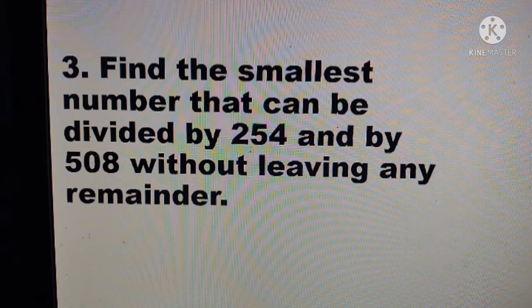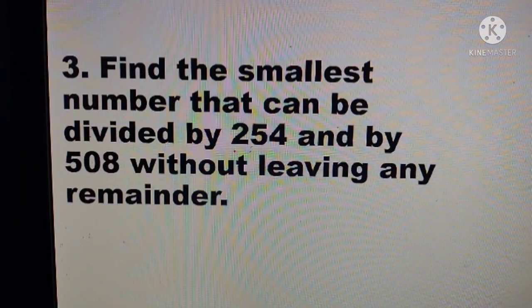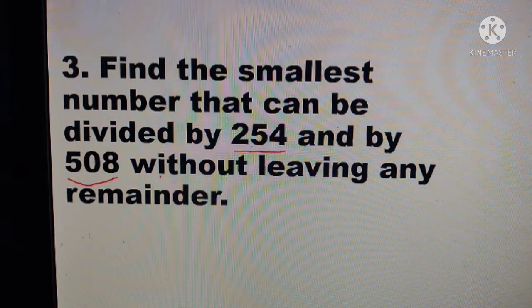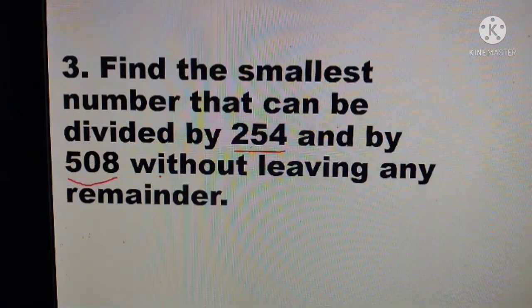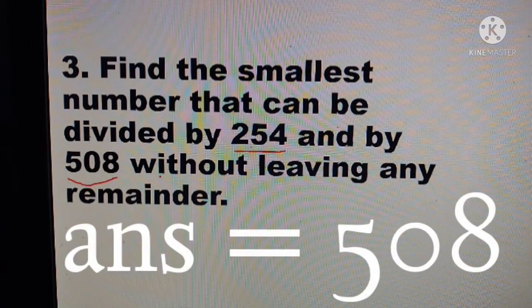Now you all know how to find the LCM. Here you can find the LCM directly also. The larger number is 508 and the smaller one is 254. Now you can observe 508 is completely divisible by 254: 254 into 2 is 508. So the larger number, that is 508, will be the LCM. You can also see this rule in the description box below. So 508 is our LCM.